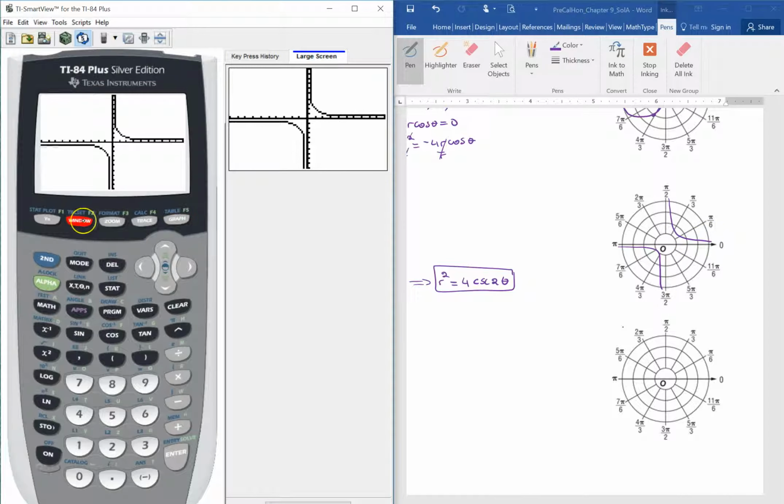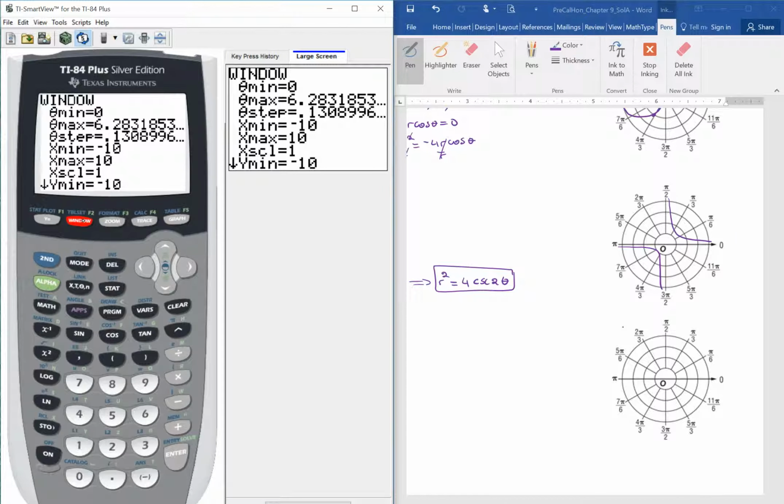Those of you who did do conic sections last year know what the equation of a hyperbola looked like, but basically that's what this looks like here. All right, so let's do the next one before I run out of time.